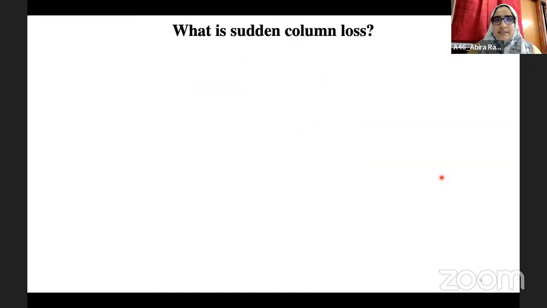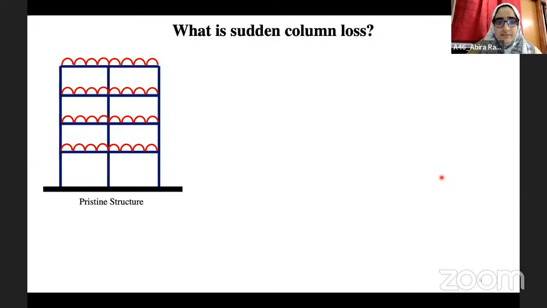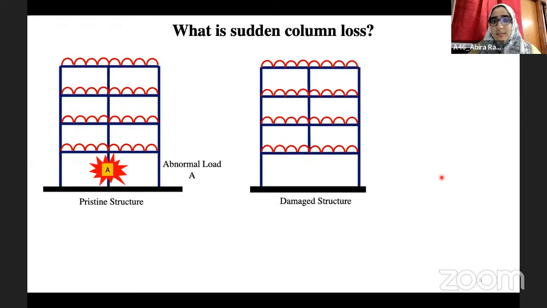What is done is, as mentioned in the title of the presentation, sudden column loss. If we have a pristine structure and we assume that due to an abnormal load A, a load-bearing member, like a column, is suddenly lost, then when this column is suddenly lost, there are two things that happen.